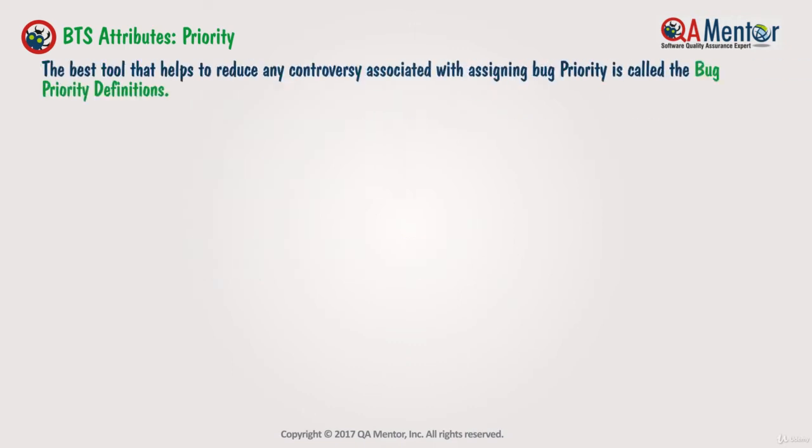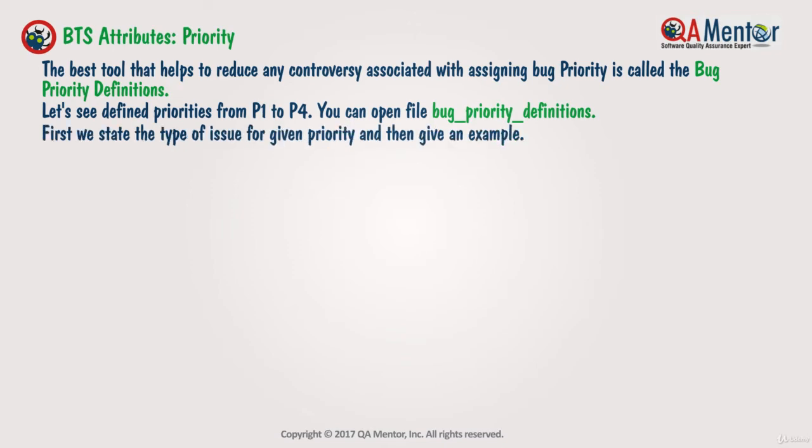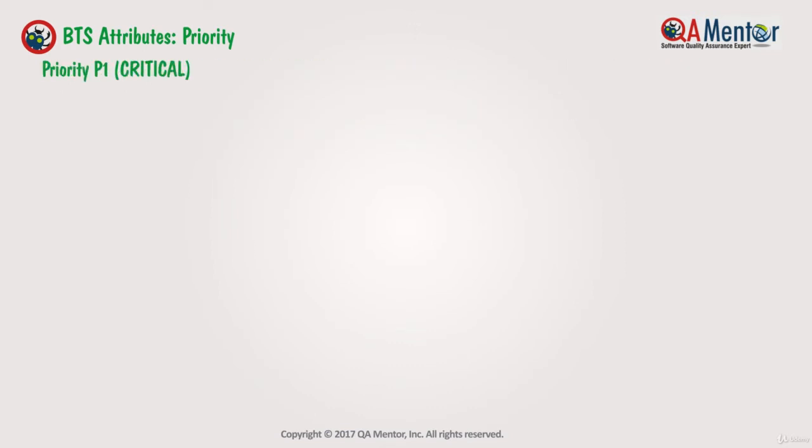The best tool that helps to reduce any controversy associated with assigning bug priority is called the Bug Priority Definitions. Let's see defined priorities from P1 to P4. You can open the file Bug Priority Definitions. First, we state the type of issue for a given priority and then give an example. Priority P1, Critical. Critical reliability, performance issue.